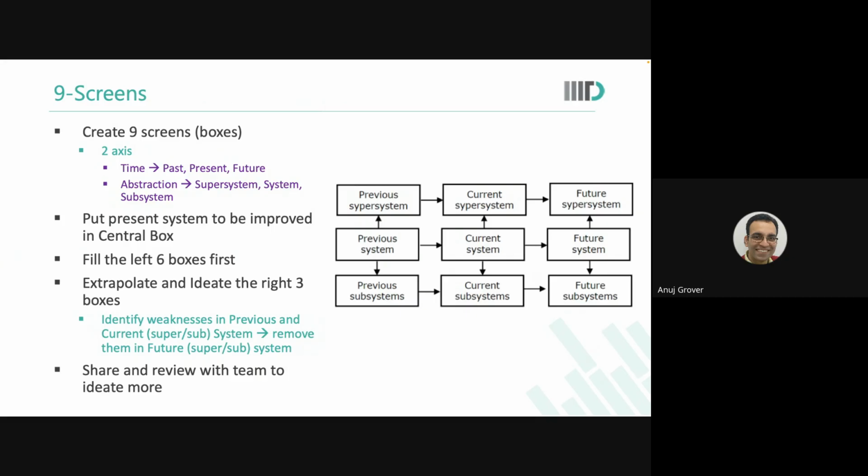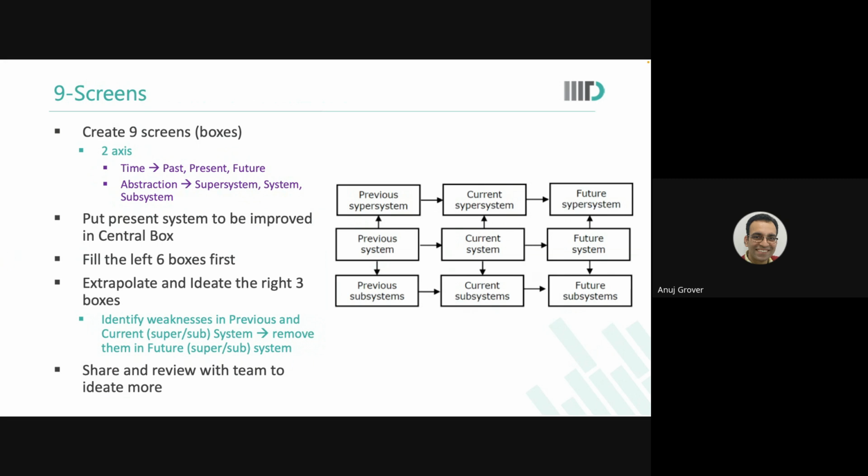At the bottom is your subsystem. On the top is your super system. On the left is the previous version of your system, या पहले कैसे होता था वो काम. And on the right is the future version of your system. Okay? So what you're doing is you're transporting yourself in terms of time and in terms of abstraction.